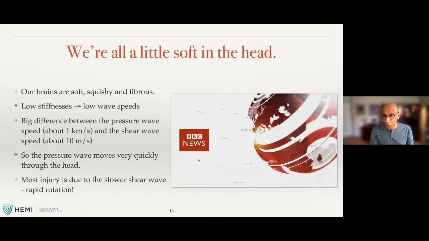What that means is that the stiffness is low. If the stiffness is low, that means the wave speeds are low. Thinking about the stress waves inside the brain, the pressure wave is fast because it's nearly incompressible. So the pressure wave speed is about 1 kilometer per second. The shear wave is slow because the shear stiffness is so low. The shear wave speed is only 10 meters per second, actually less, a few meters per second.